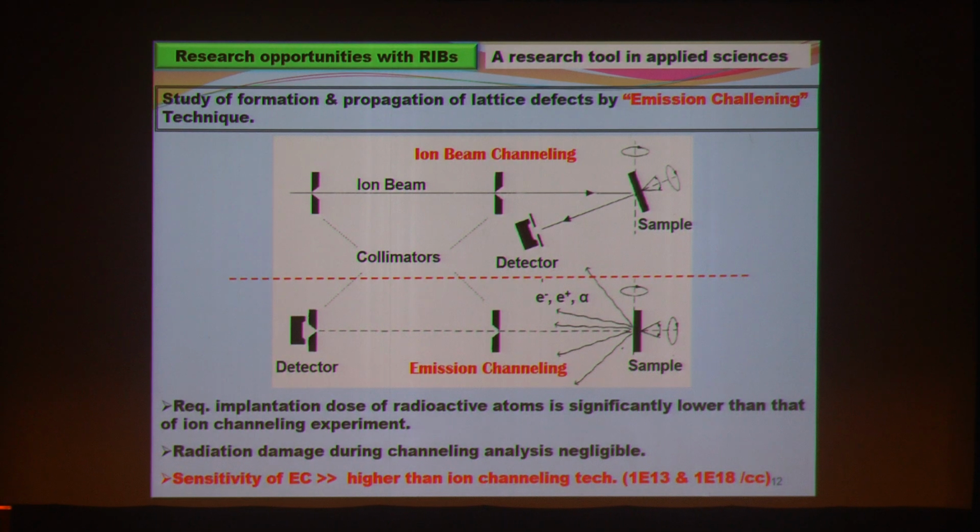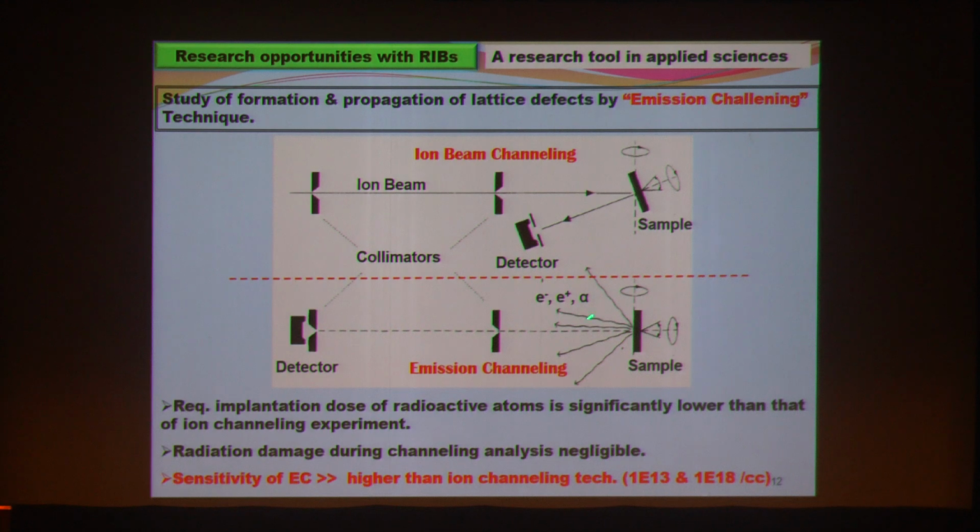So earlier or historically, the way to study this is by this Rutherford backscattering technique shown on the top side. It is called ion beam channeling. But then using RIB, you can do another interesting study. So you basically implant RI beams, and then you study the emission channeling, that is positron, electron, or alpha spectroscopy.